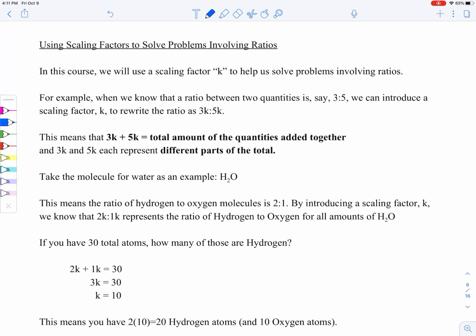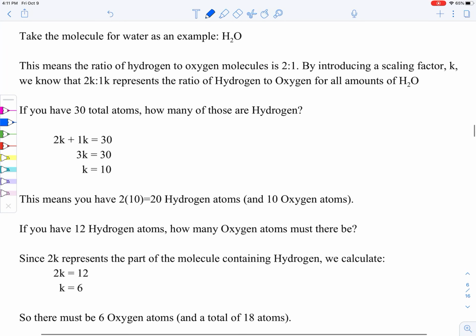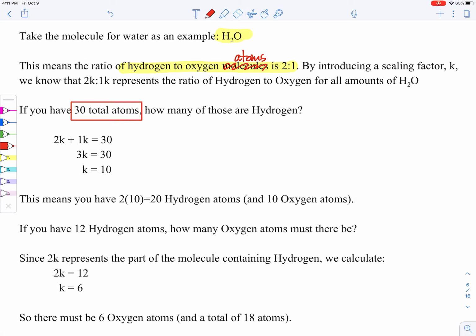Scaling factors, I mentioned them before. So we're going to use a scaling factor, and I'm going to go straight to an example. Take the molecule for water as an example, H2O. It's telling us that the ratio of hydrogen to oxygen atoms is 2 to 1. So if we have a total of 30 atoms, an easy way for us to figure out how many of them would be hydrogen, we can write them instead of just 2 to 1.